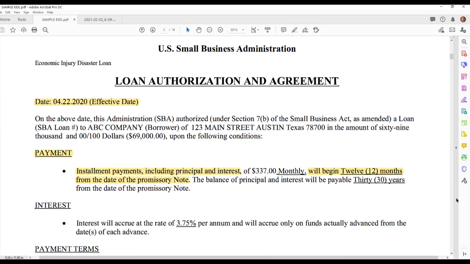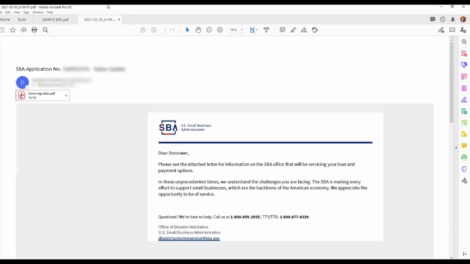Payments are coming due very soon. The payments are generally due 12 months after the date the loan is signed, which is the effective date of the loan. You should have received an email that looks something like this, and it has a service letter attached. That service letter is the way for you to activate your account with the SBA so that you can make payments. You want to make sure you do that as soon as possible. Get that information, log into the website, get activated, and put in your payment information.